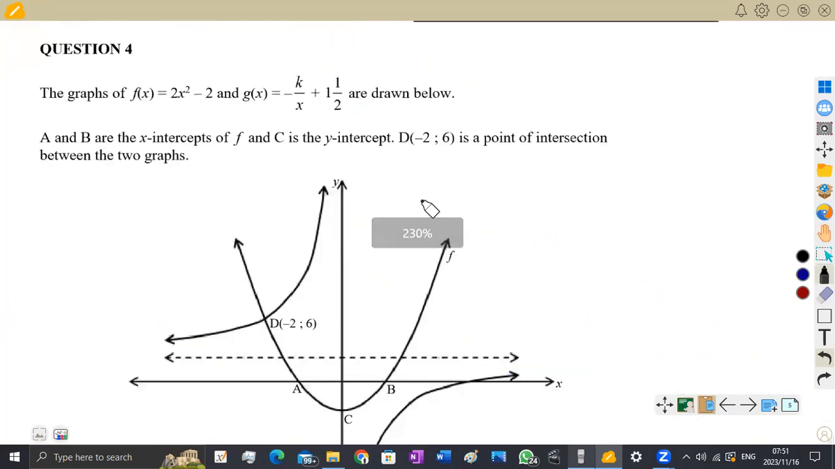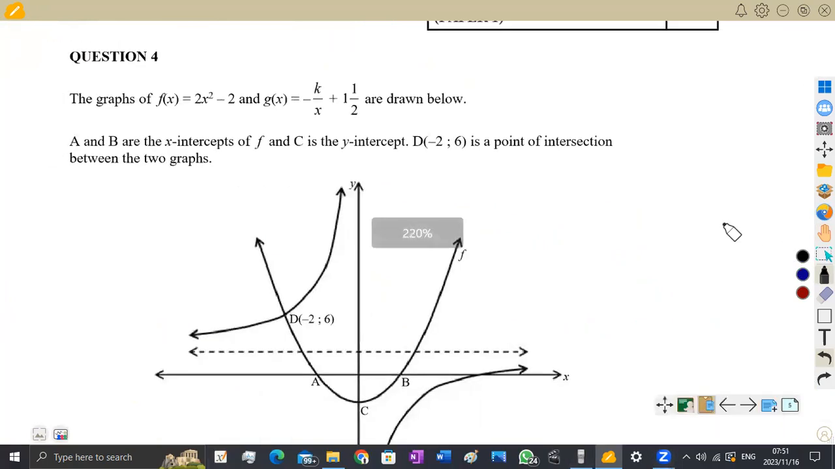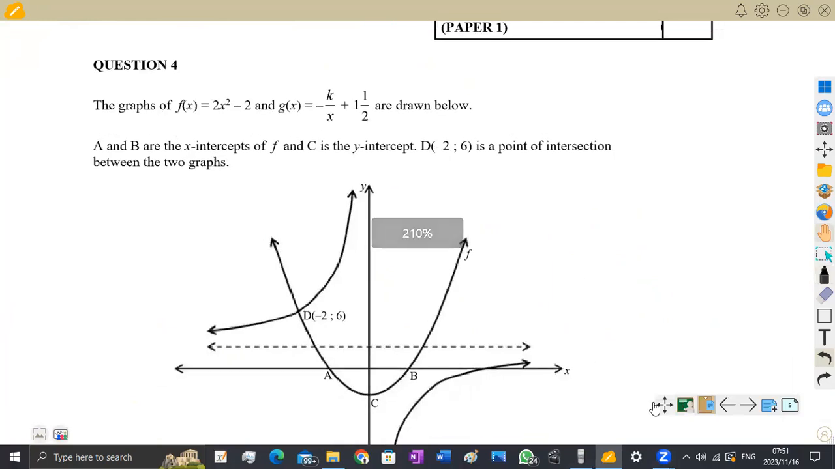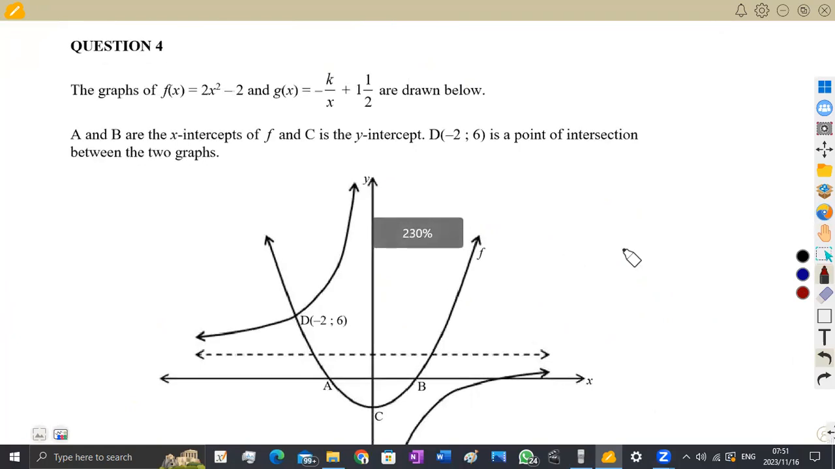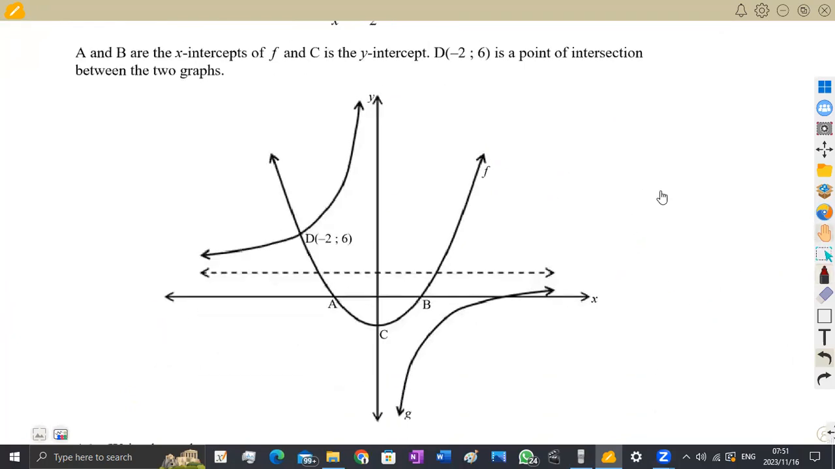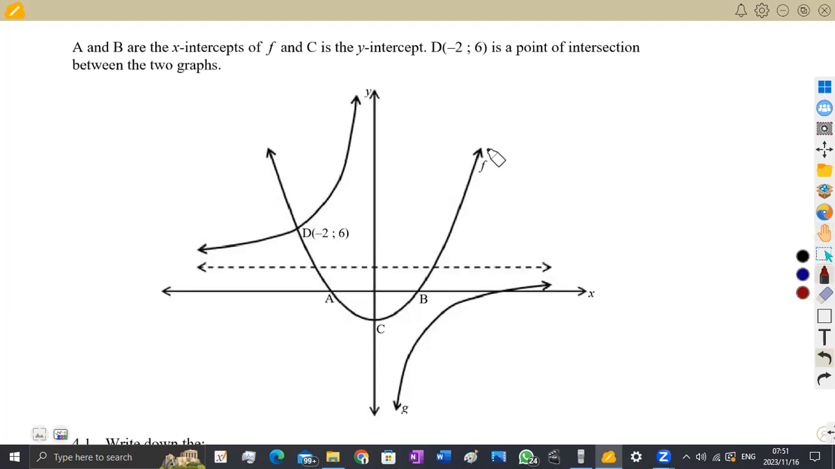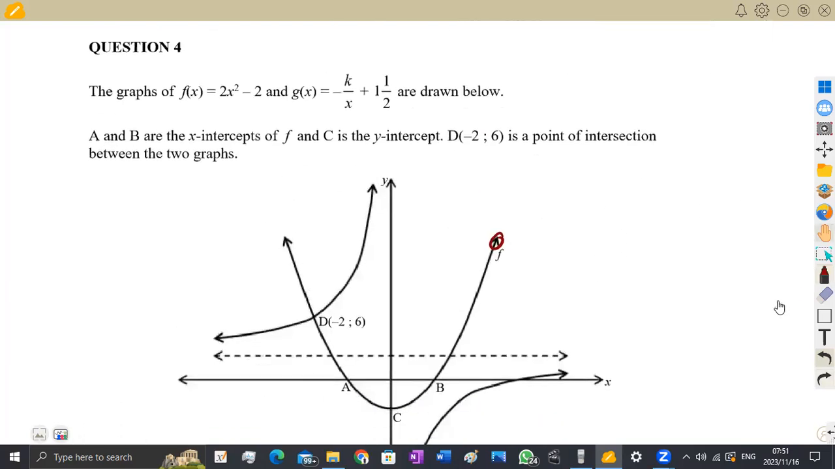All right, so let us check the other part of our question paper and see how we're supposed to answer that part that you are given. So there we are back now to the functions, and that's a function as you can see here. So there we've got question 4. The graphs of f of x is equal to 2x squared minus 2. I'm just going to write so that I'll understand later on to use this.